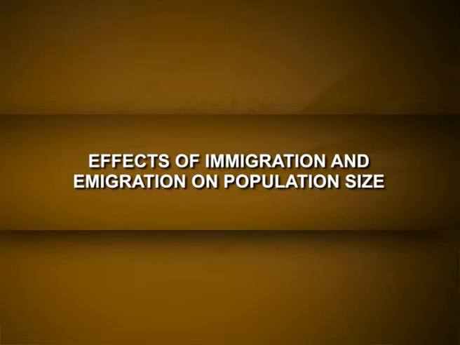Effects of immigration and emigration on population size. If there is immigration into the population from outside at a rate proportional to the population size, the effect is equivalent to increasing the birth rate. Similarly, if there is emigration from the population at a rate proportional to the population size, the effect is the same as that of an increase in the death rate.